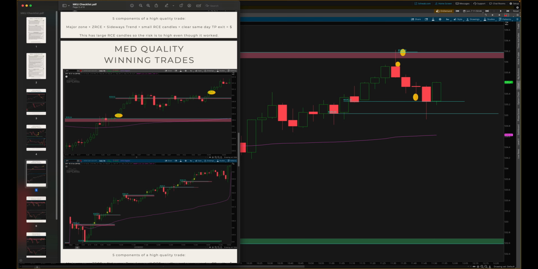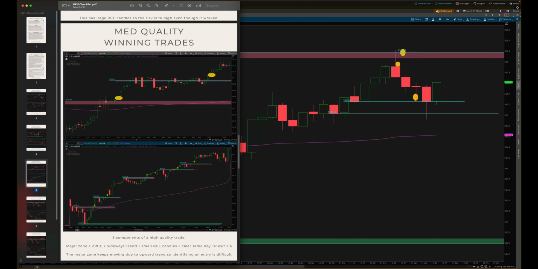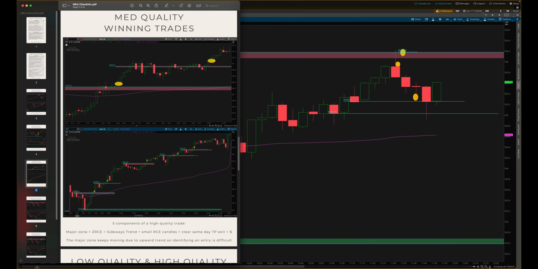But then you're looking at all this, it's a whole bunch of sideways stuff, and you're thinking, maybe it's going to fall. I think it's going to reverse. It's going to fall down. I can do an option put. And you're trying to bet against the market, even though all it did was go up. So it's not necessarily an easy day from that component alone because the zones keep moving, right? So again, as mentioned down here, this is what you want. The major zone keeps moving due to the upward trend or downward trend, right? So identifying an entry is actually very challenging for a lot of people.